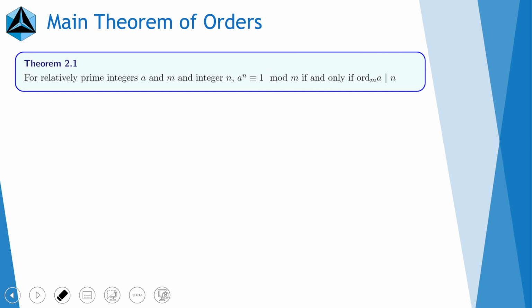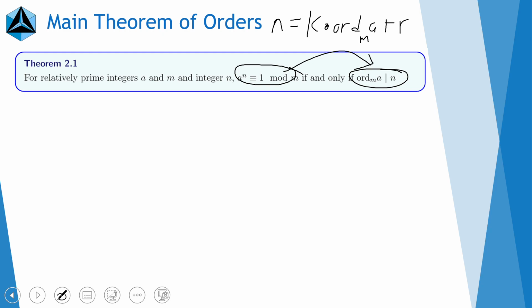Now we want to prove the other direction. This direction assumes a to the n is congruent to 1 mod m, and we want to manipulate that to show the order divides n. This is a little more complicated. First, let n equal k times the order of a mod m plus r, where r is the remainder when you divide n by the order of a mod m. Which means that r is in the range from 0 to the order, where 0 is inclusive and the upper end is not inclusive, because it's the remainder when you divide.